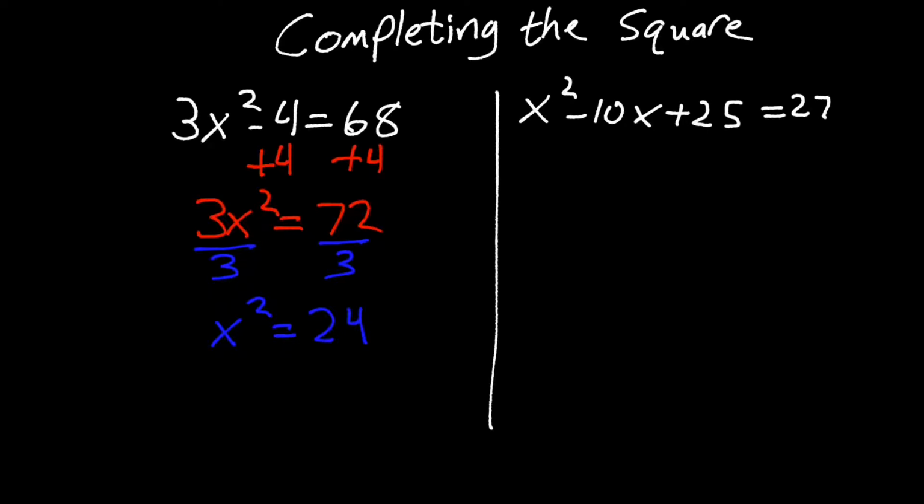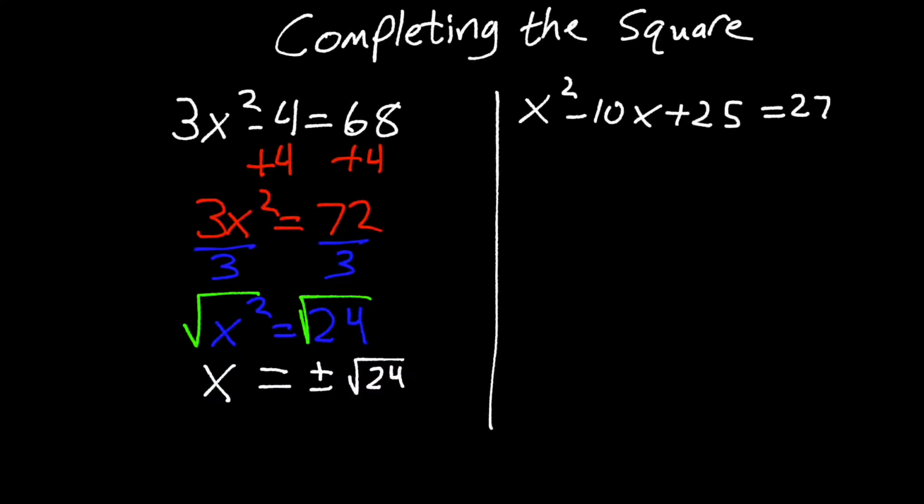And now I need to get x all by itself, so the exponent here, the 2, needs to disappear. We take the square root of both sides. The square root of x squared is just x, and the square root of 24 is plus or minus the square root of 24. We can also simplify this radical, which I'll do over in this little space over here.